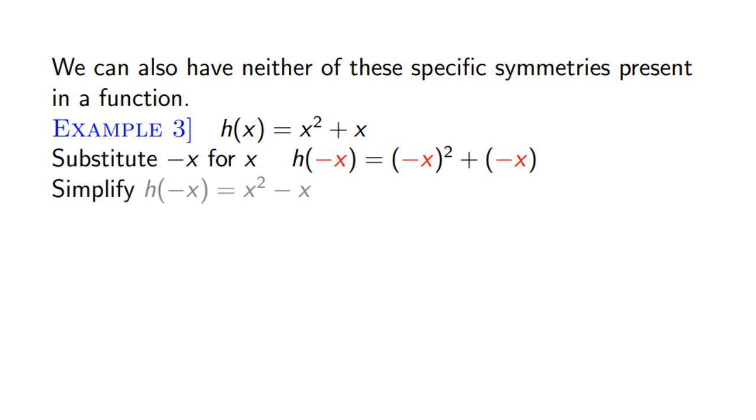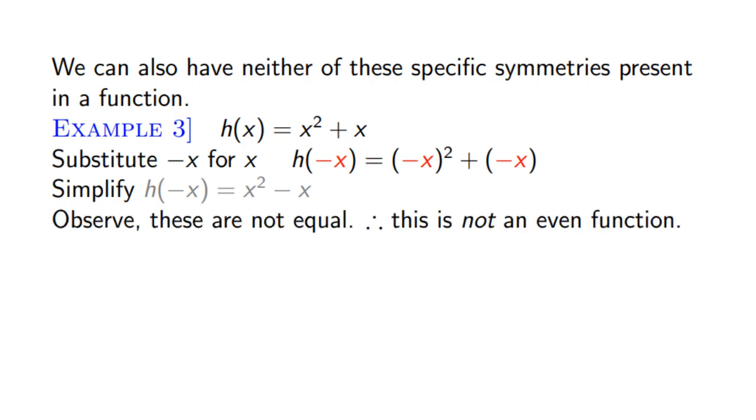We simplify this and we can observe that the x with the even power lost the negative that we inserted. The one with the odd power, namely the first power there, is going to retain that negative. We can go ahead and make that comparison to the original and notice that they do not match, so we can declare that we know this is not an even function.